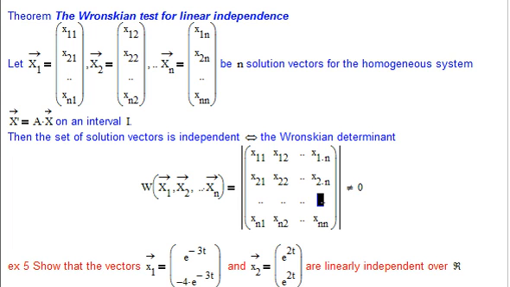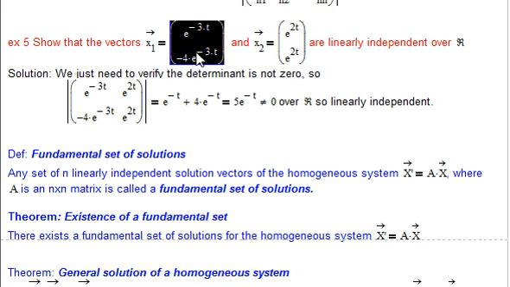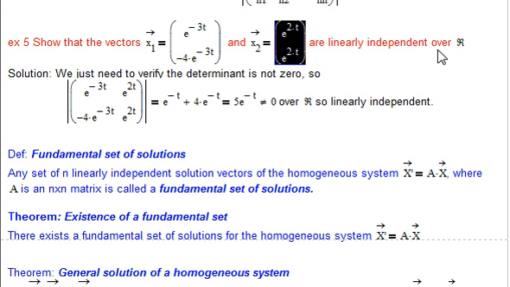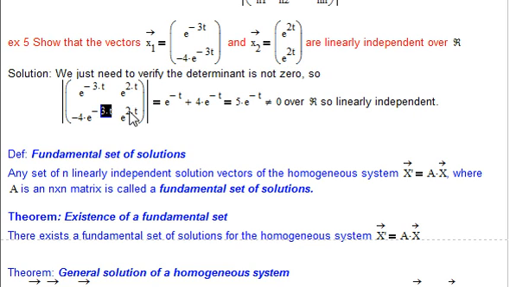So, here's an example. Show that this vector and this vector are linearly independent over the set of real numbers, and all we do is verify that the Wronskian, with this vector in column 1, this vector in column 2, as you see here, verify that this determinant is not 0.